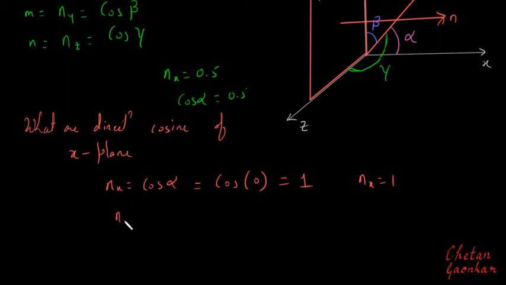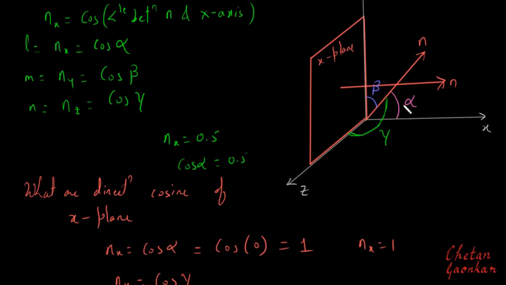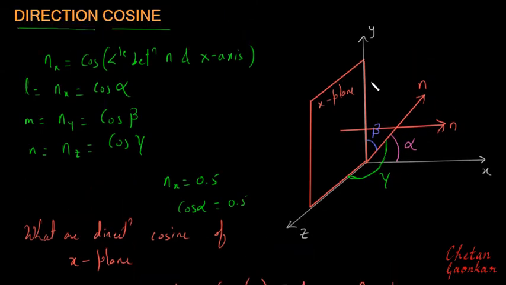Then similarly, what will be ny now? It will be cos of gamma, right? Cos of the angle between the outward normal and the y-axis.